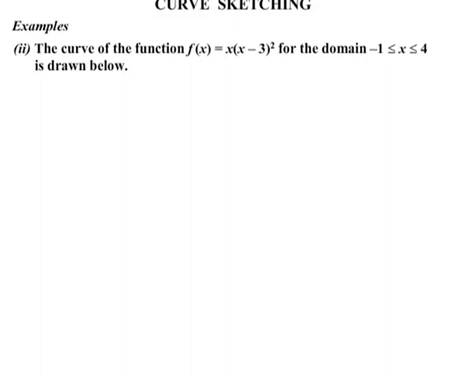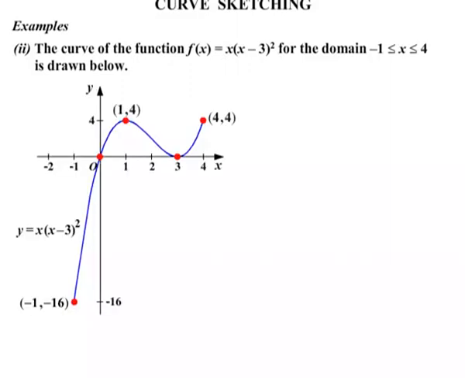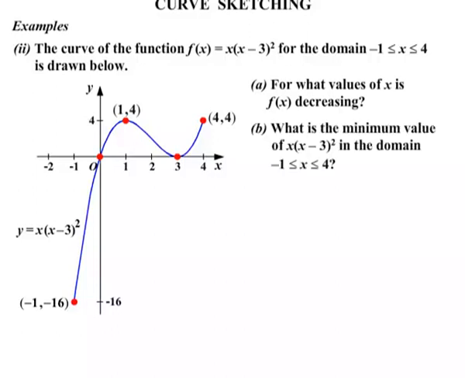Okay, the next one. The curve of the function f of x equals x times (x minus 3) squared for that domain there, -1 less than or equal to x less than or equal to 4, is drawn below. Well, there it is. And if you recognize that, yes, it is the graph that we just drew. I'm just going to ask some questions about that. We're asked, for what values of x is f of x decreasing? And what is the minimum value of x times (x minus 3) squared in the particular domain we're working with?